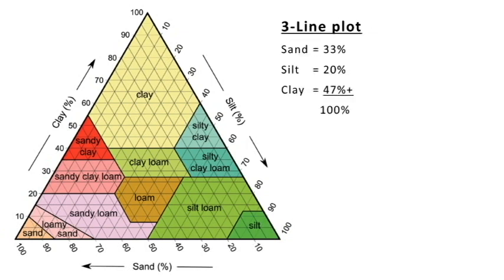It's a 3-line plot. So we'll say you have sand, silt, and clay. Sand is 33%, silt is 20%, clay is 47%. You add that up, that equals 100%. Now, what do I mean by how do you derive these percentages?